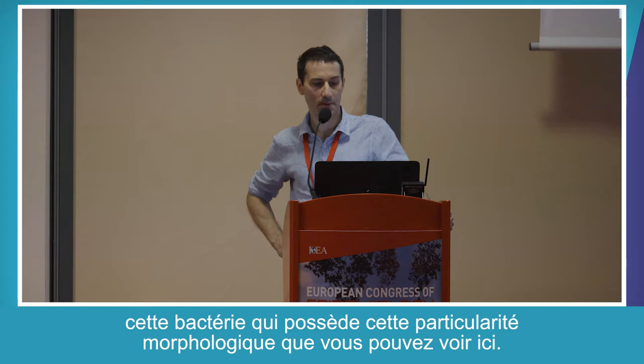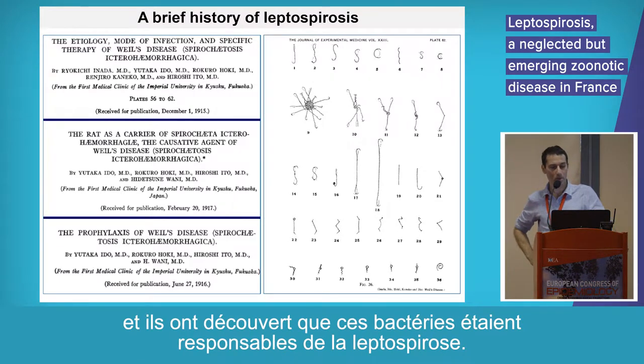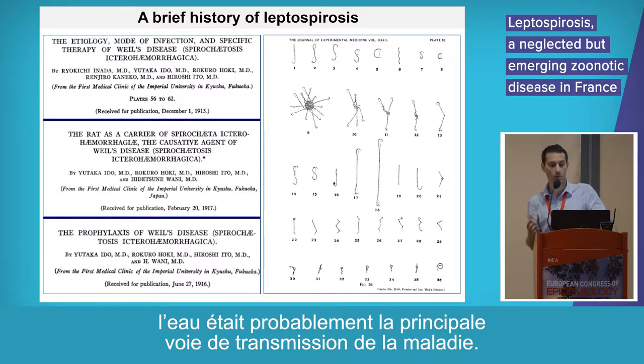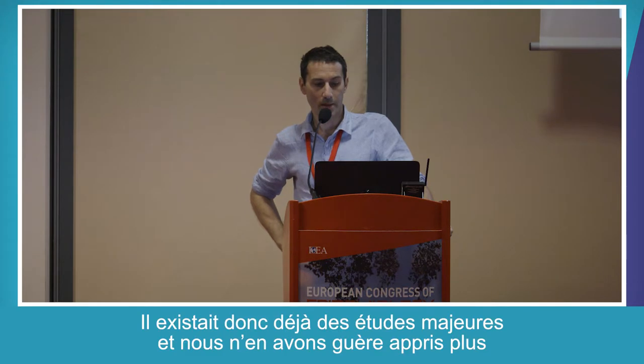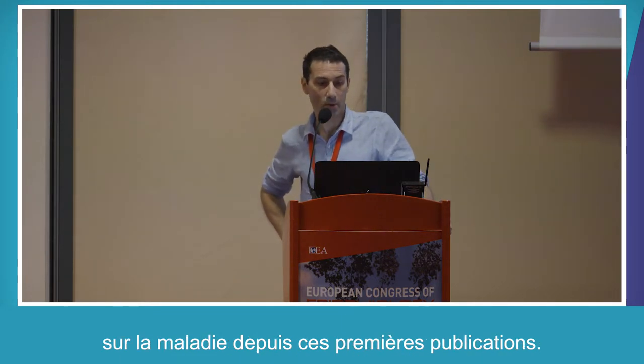with this typical morphology. The same group in Japan published several papers in the same period, more than 100 years ago, and they showed that these bacteria are the agent of leptospirosis. They also showed that rats are the main reservoir, and that exposure to water is probably a major route of transmission of the disease. These are really landmark studies, and we did not learn so much about the disease since these first publications.